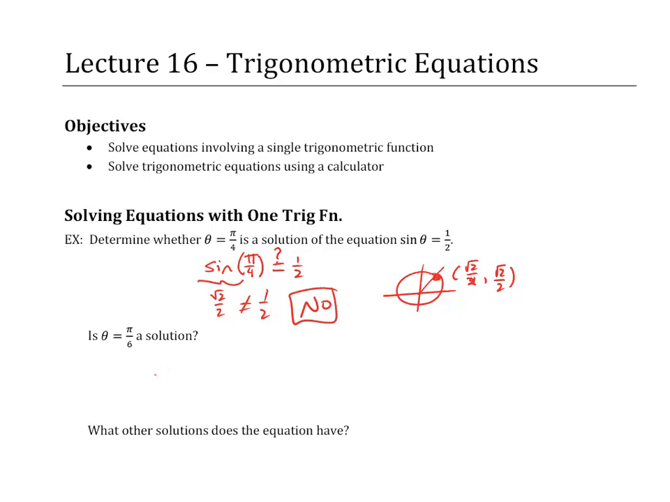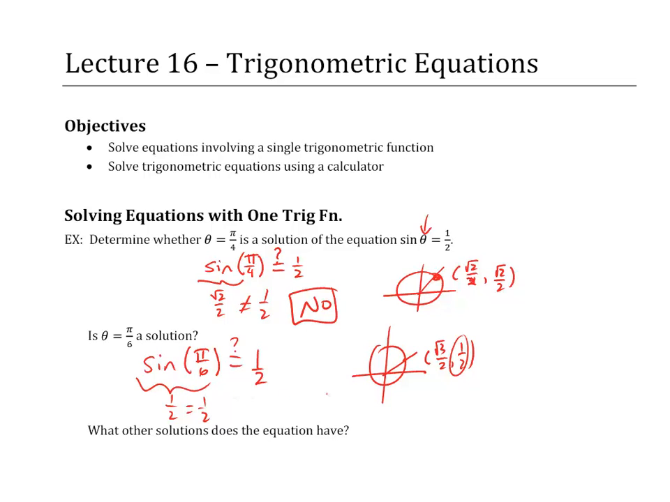On the other hand, if I plug in pi over 6 for theta right here, sine of pi over 6, is that equal to 1/2? And of course we know that it is on the unit circle. If you go pi over 6, that has a square root of 3 over 2 and a 1/2 as a coordinate. There is 1/2 equals 1/2, because that's what this is equal to. Check. Yes, it is a solution.